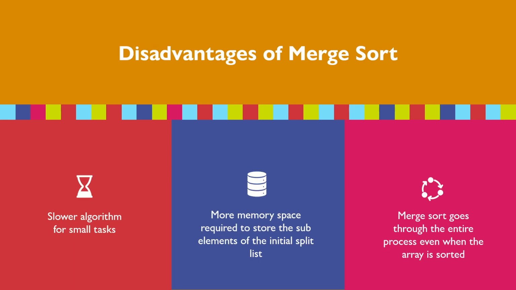About the disadvantages, when it comes to sorting small size arrays, merge sort tends to deliver slow performance. Apart from the initial input, extra memory is required to store subarrays. And in the end, merge sort goes through the entire algorithm even if the array is sorted, which can surely be avoided in case of bubble sort and insertion sort.